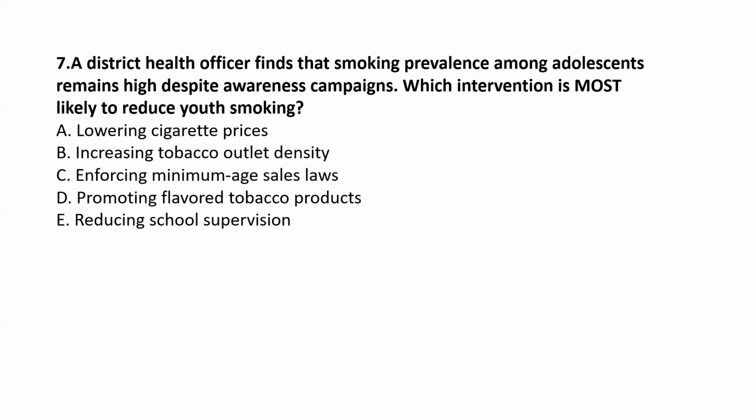MCQ 7: A district health officer finds that smoking prevalence among adolescents remains high despite awareness campaigns. Which intervention is most likely to reduce youth smoking? A, lowering cigarette prices. B, increasing tobacco outlet density. C, enforcing minimum age sale laws. D, promoting flavored tobacco products. E, reducing school supervision. C is the right option.